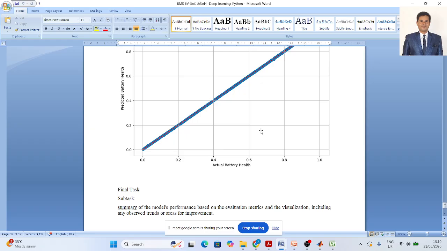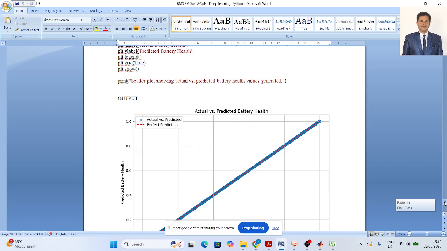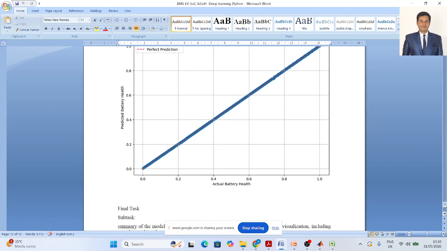When you do research, do surveys, download papers, and start working on that, then you will understand what this graph exactly shows. This is what we are going to expect at the end of the battery health conditions. Understood, Sneha? Yes, sir.